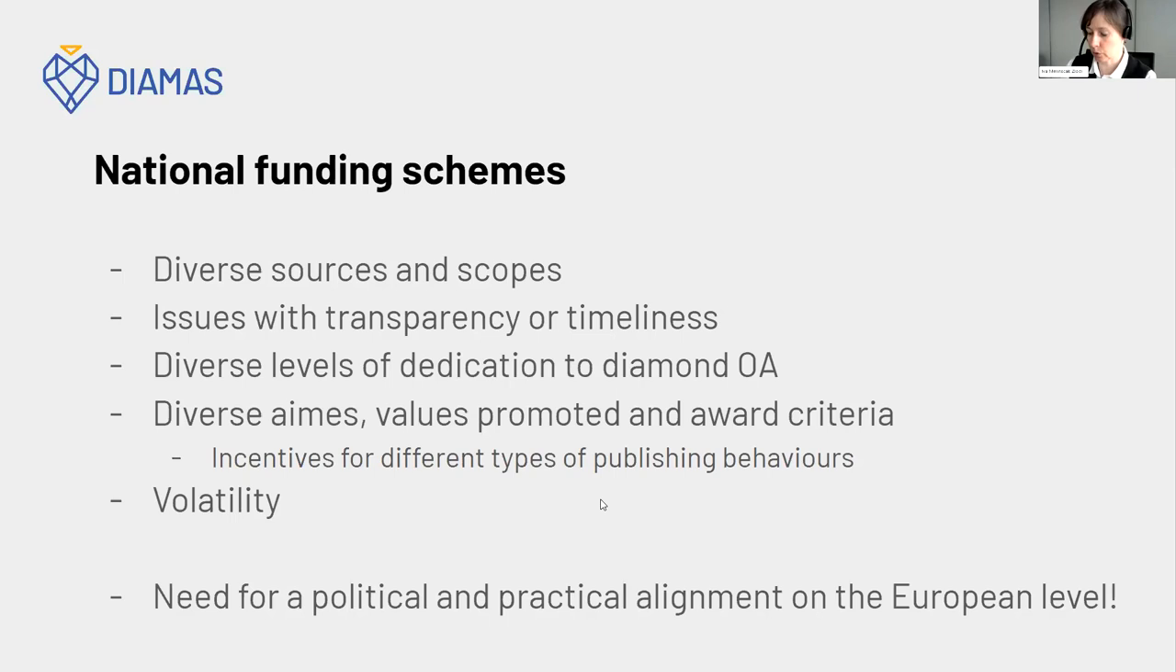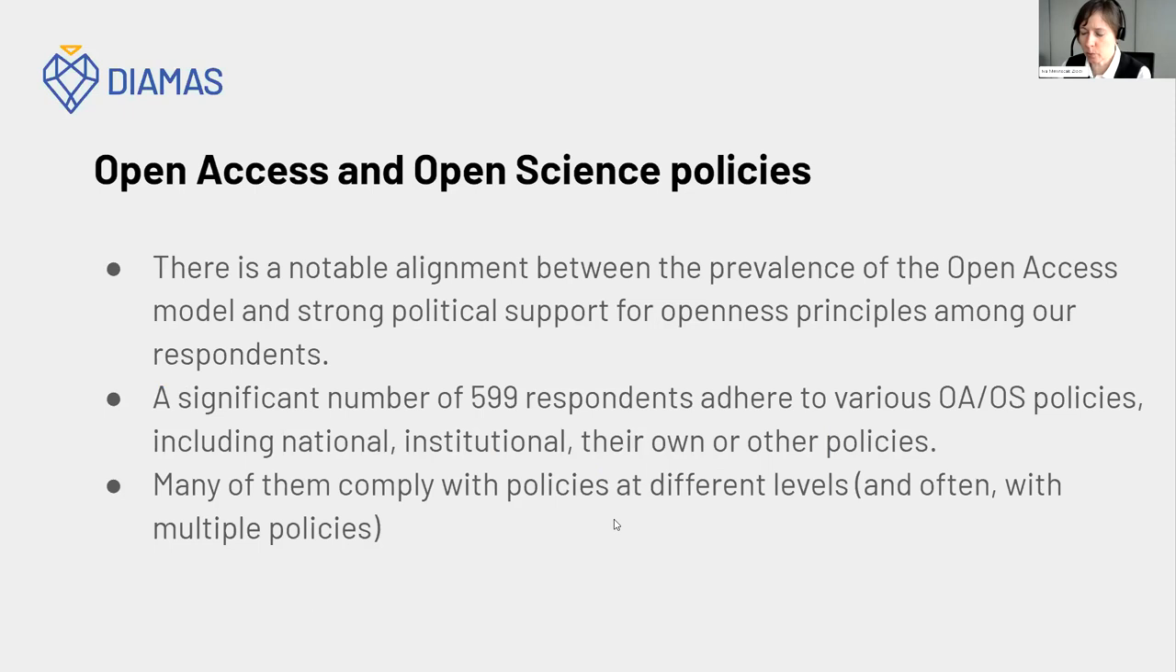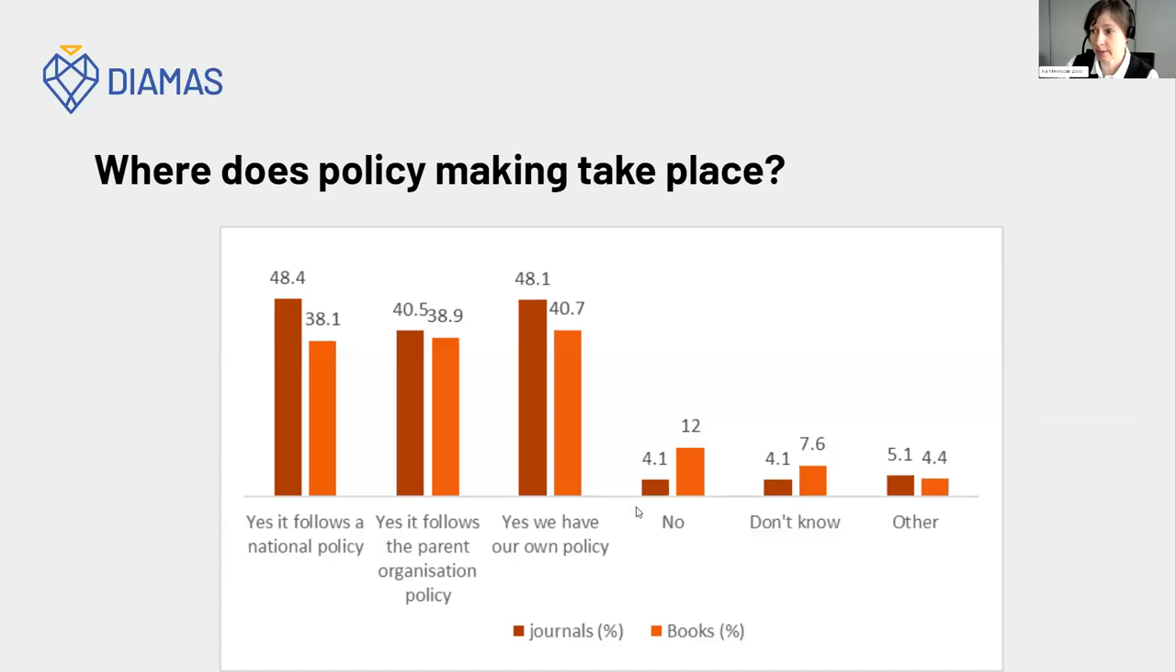The other topic where there is a lot of diversity across Europe is the existence of open access and open science policies, and how they are aligned. We again see that most of our respondents do align with some sort of policies. They could be national, institutional, or they can define their own policies. And from the next graph, we can see how this varies. Of course, the same IPSP can be aligned with different kinds of policy: on a national level, on an institutional level, or have its own policy. So they are not mutually exclusive. And again, as Jan-Erik said, it is more often for journals than for books to have a policy of that sort.